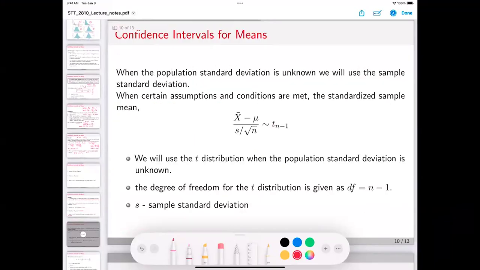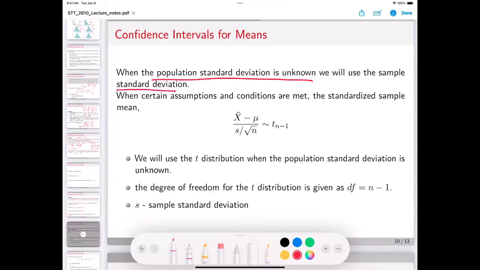Now, we are coming to talk about the situation when the population standard deviation is not given. When the population standard deviation is not given, it becomes unknown. We do not know that. And so we are going to use the sample standard deviation to estimate that.